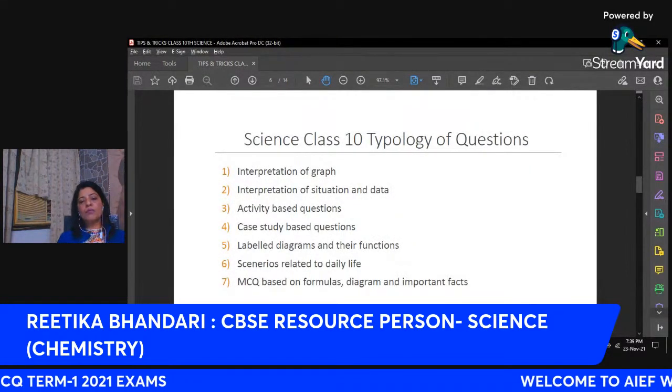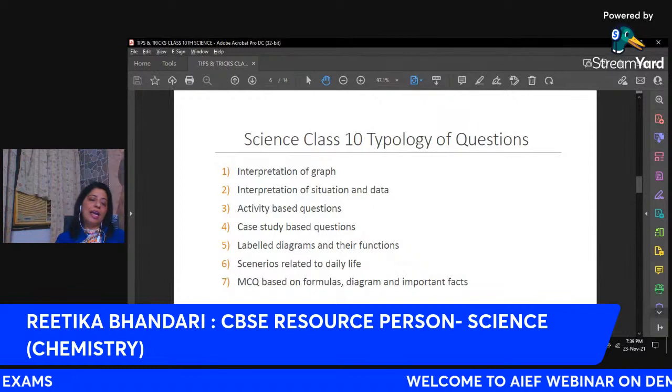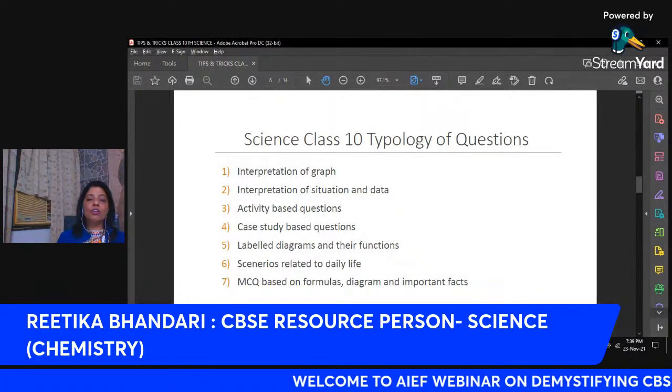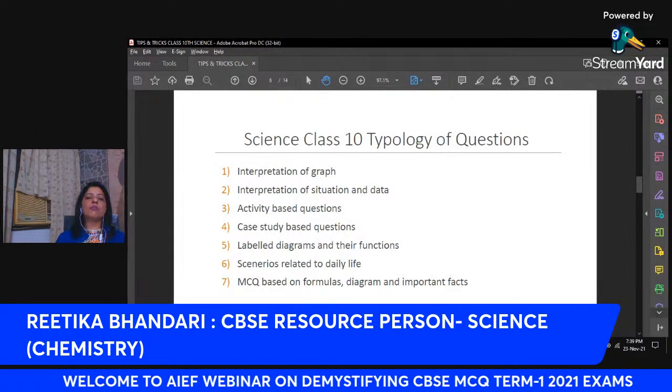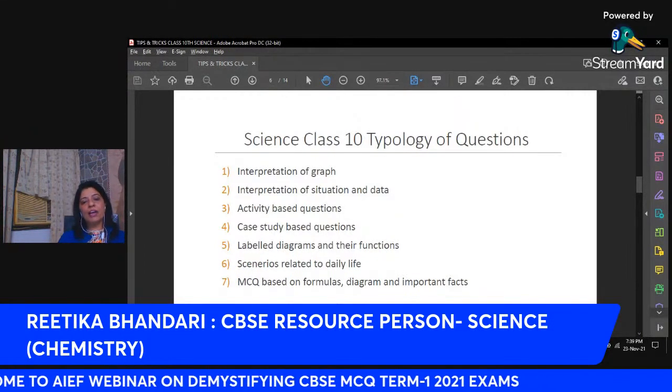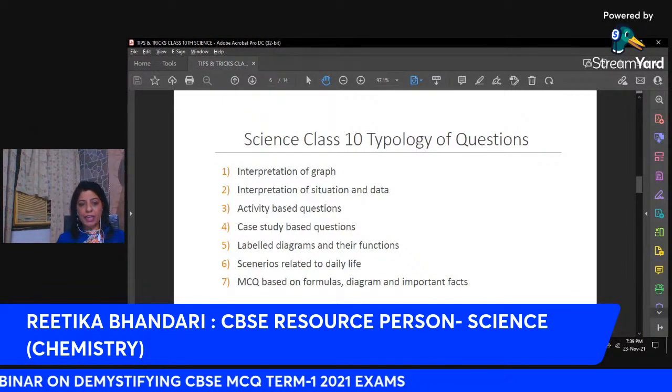Now, when we are talking of typology of questions, as I discussed earlier also, we have a lot of graphs. Graphs don't mean only physics; even in chemistry, even in biology, we are getting graphs, and then we have to answer certain questions, right?